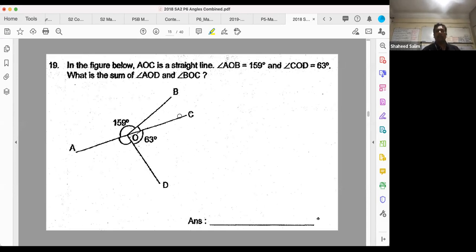Very last question. What is the sum of AOD and BOC? They're not asking you to find AOD. They're asking you to find both. Very easy. How to find both? Come on, Shakil. Come on. Shakil, what are you doing? Why are you looking down?